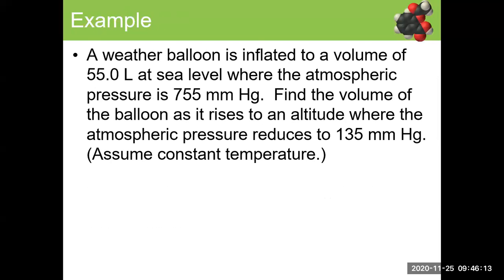So let's do an example of this. If we have a weather balloon inflated to a volume of 55.0 liters, and the atmospheric pressure is 755 millimeters of mercury, what would be the volume of the balloon if we change the altitude? By changing the altitude, we're changing the pressure. So now our pressure is 135 millimeters of mercury, and we're assuming constant temperature.